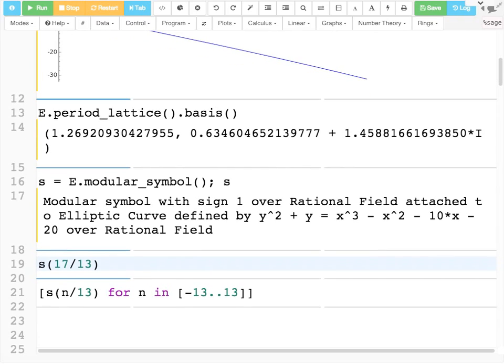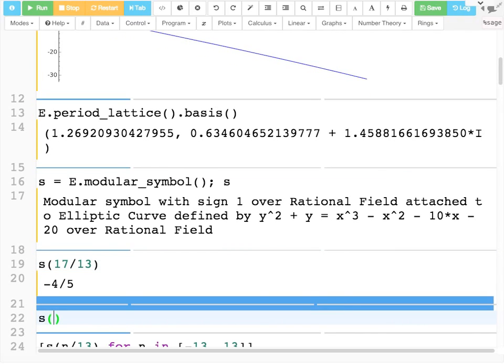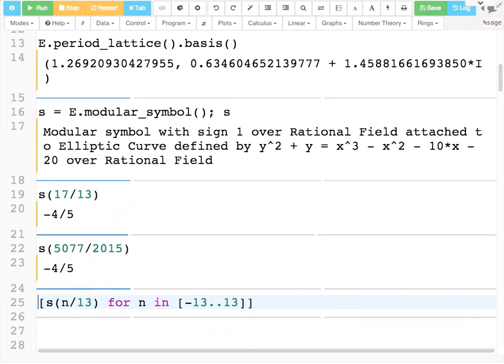So let's just take a rational number. You can make up any rational number you like. How about 5,077 divided by 2,015? Just take any number you want. Wow, it's a funny coincidence. So it's not a completely random function taking an enormous number of values. It's actually kind of challenging to get a lot of different values out.